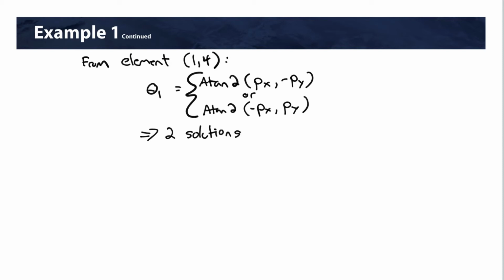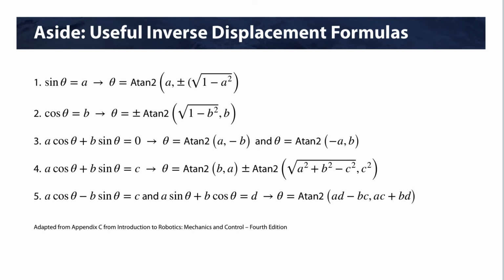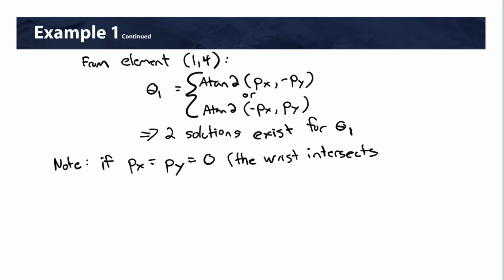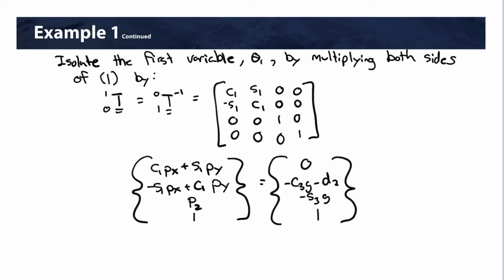All right, so 2 solutions exist for theta 1. And again, this came from this formulation here. Okay, that's what we were using. Now, there is a special case, and we should note it. So note, if px equals py equals 0, in other words, the wrist center intersects the axis of joint 1. So let's go look at our drawing of that.